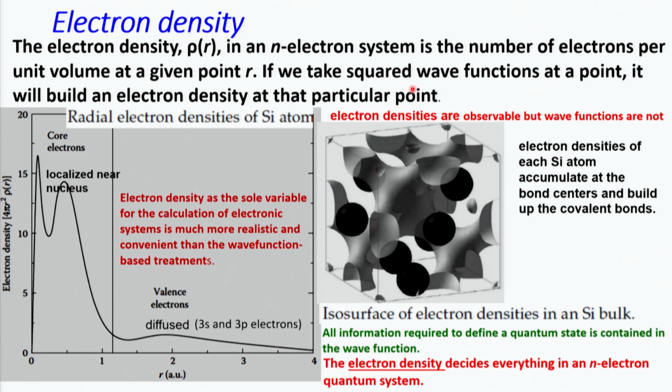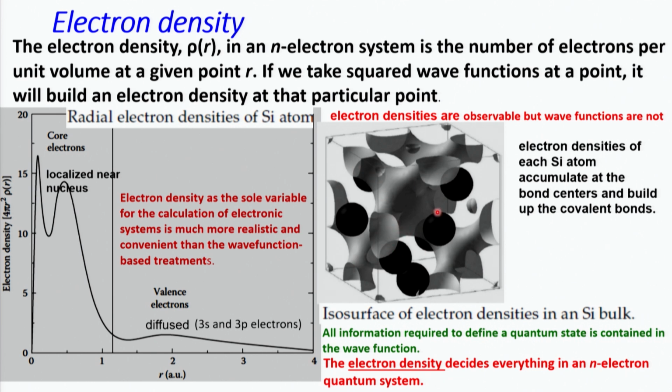Now electron density is a measurable quantity, we can measure it. So they are observable, but wave functions are not. That is also another good thing about density functional theory. And we can have electron density for different materials, like the electron density of each silicon atom accumulating at the bond center and building up like here.